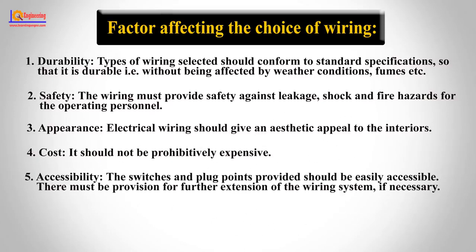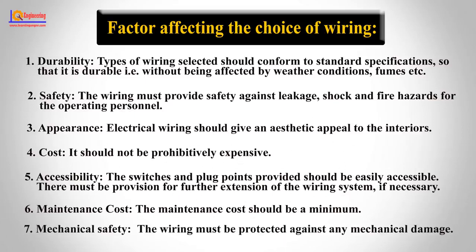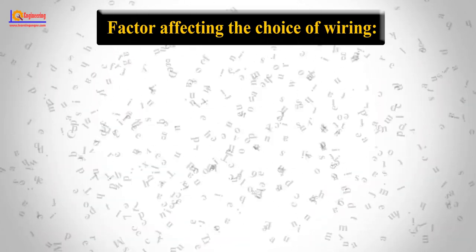5. Accessibility. The switches and plug points provided should be easily accessible. There must be provision for further extension of the wiring system, if necessary. 6. Maintenance cost. The maintenance cost should be a minimum. 7. Mechanical safety. The wiring must be protected against any mechanical damage.